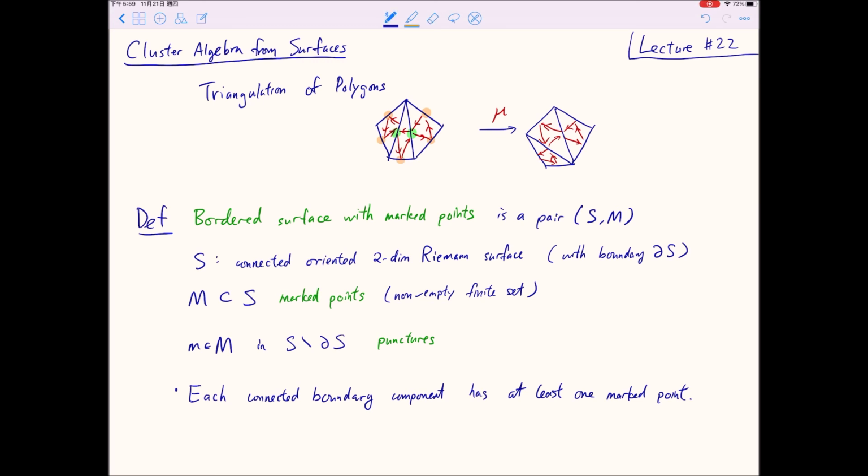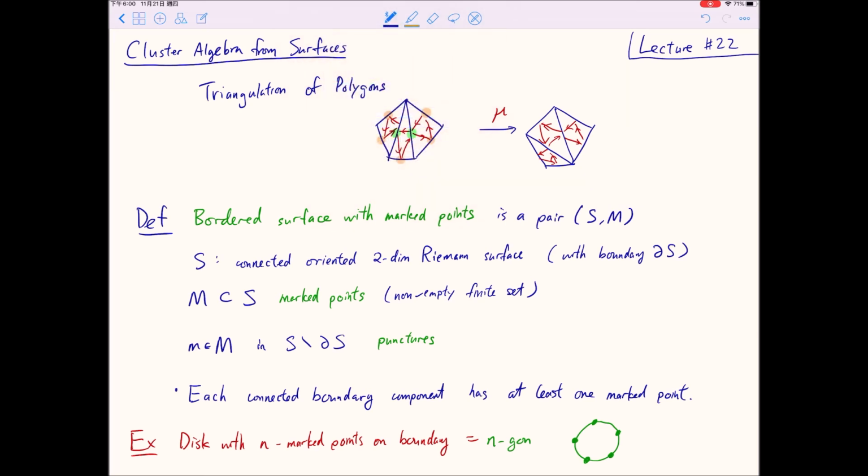So in the very special case, we will say that a disk with n marked points on the boundary will be known as the n-gon. So it will look something like this. So the pentagon will be realized this way.